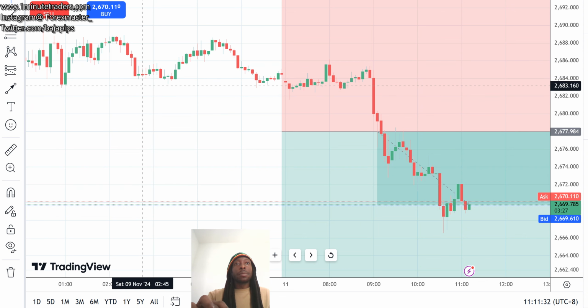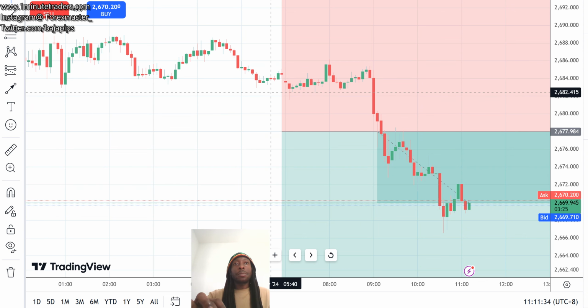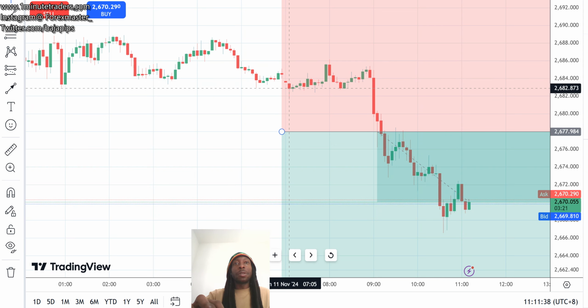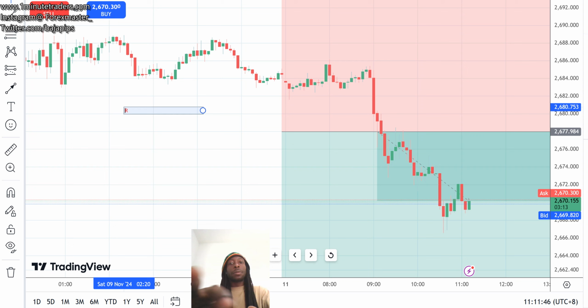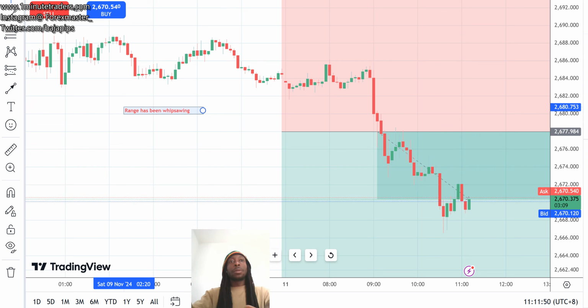We were ranging for quite some time. The range was okay. We have some whipsawing, we have some grindy movement. So that's what I'm gonna mark off right here. Range has been whipsawing, grindy movement. And has it been choppy? That's what I'm gonna ask myself next.